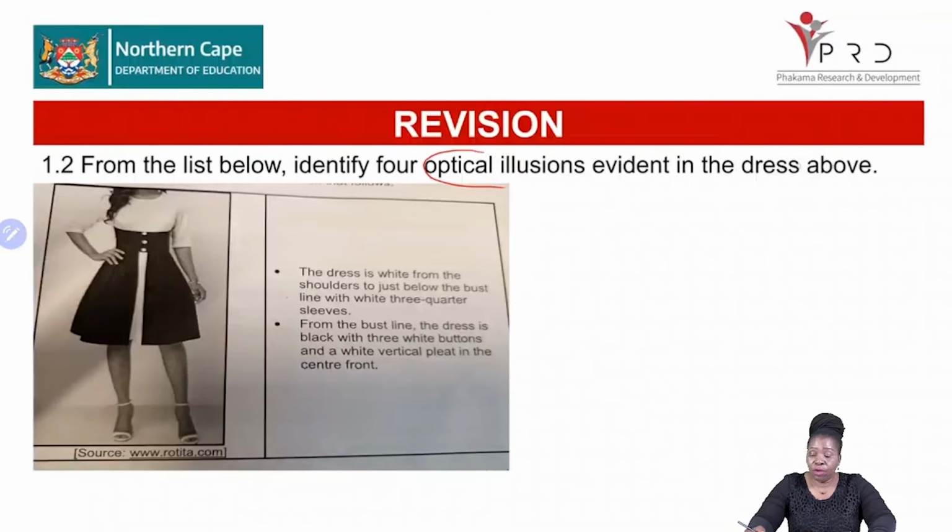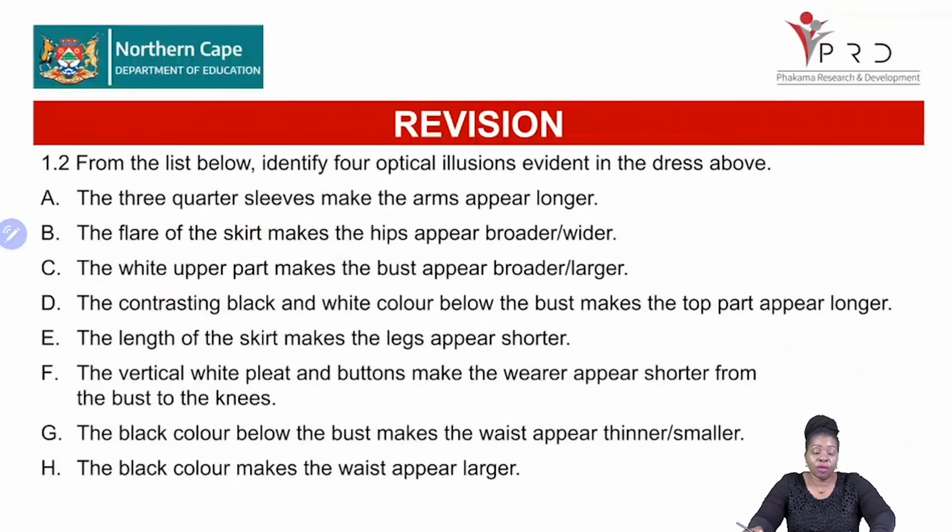Right, we move on to the information. From the list below, we're supposed to identify 4 optical illusions evident in the dress. We've got A, which says the 3/4 sleeves make the arms appear longer. B says the flare of the skirt makes the hips appear broader or wider. And C says the white upper part makes the bust appear broader or larger.